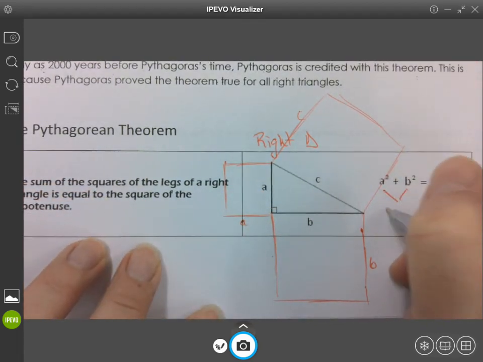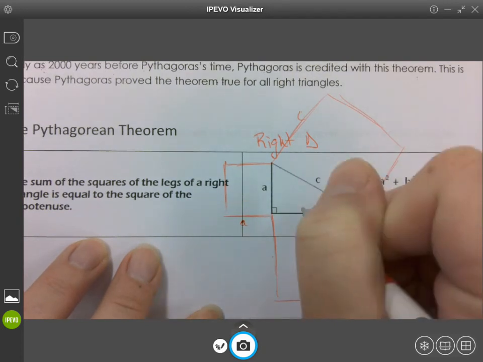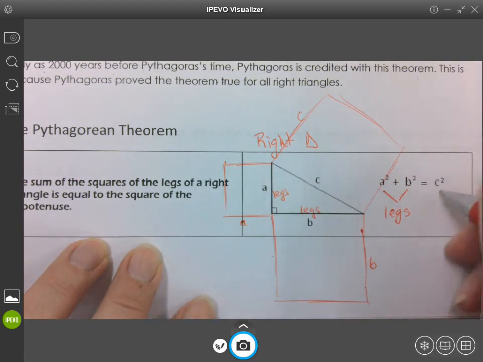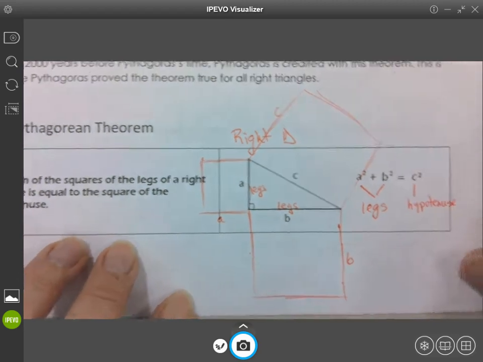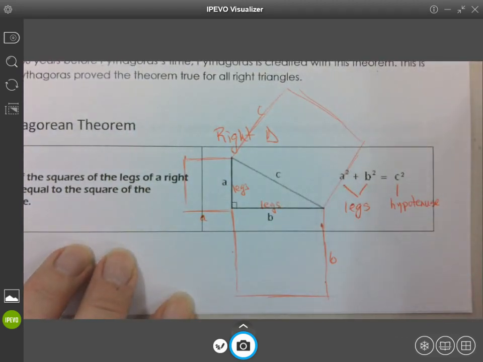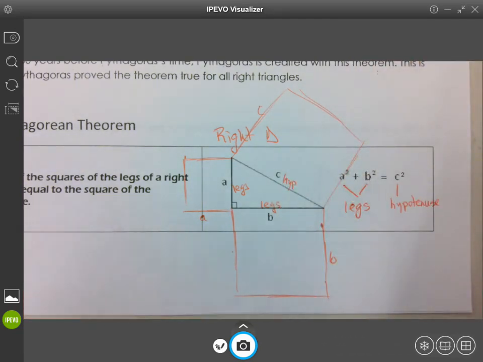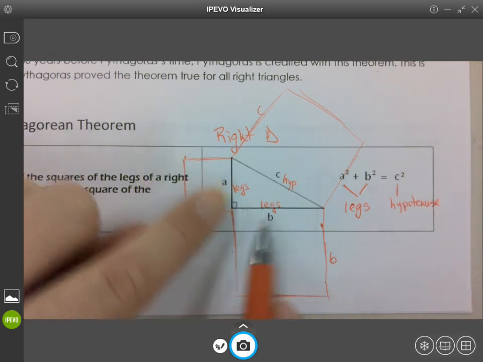Now, A and B are the legs of the right triangle, and C is the hypotenuse. Hypotenuse, H-Y-P-O-T-E-N-U-S-E. All right, so label C the hypotenuse. But that's what people mix up. They just plug any numbers in. A and B have to be off the right angle.